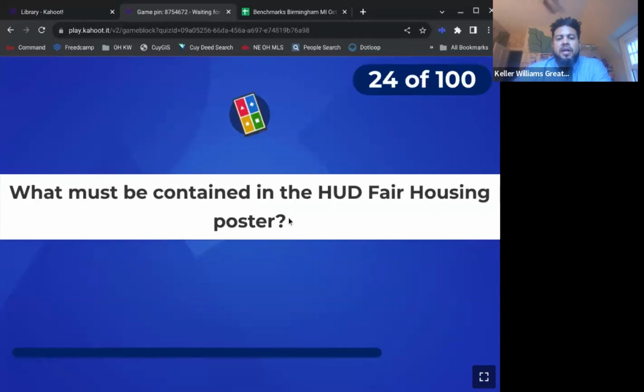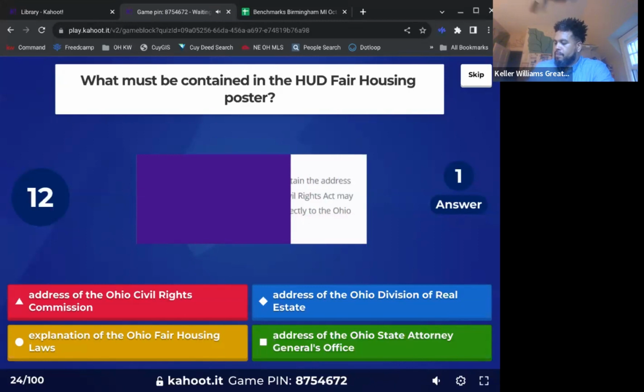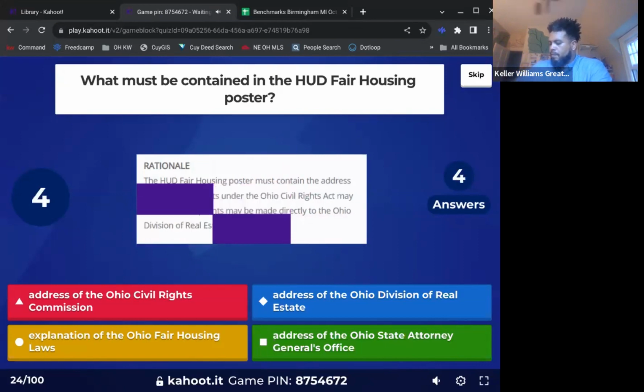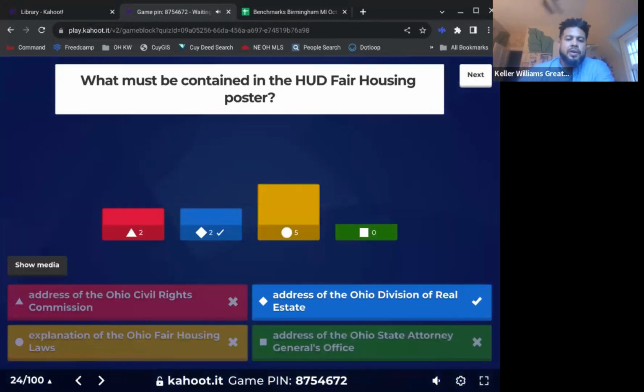What must be contained in the HUD fair housing poster? Yep. Address to the Ohio Division of Real Estate. So what else do we have? Explanation of the Ohio Fair Housing. You would think so, right? And again, HUD is national. So Ohio wouldn't be part of it.